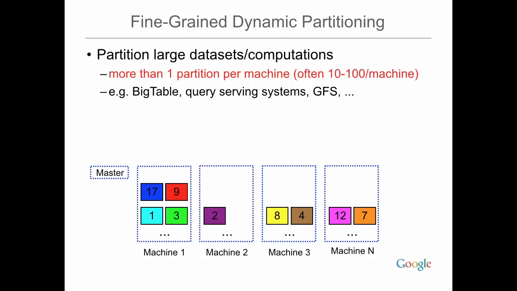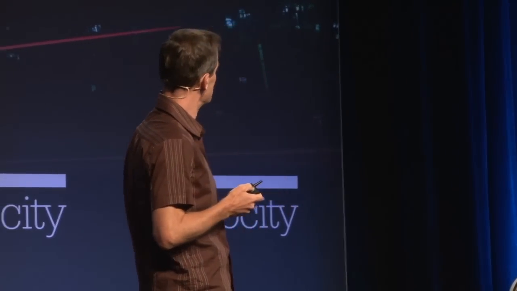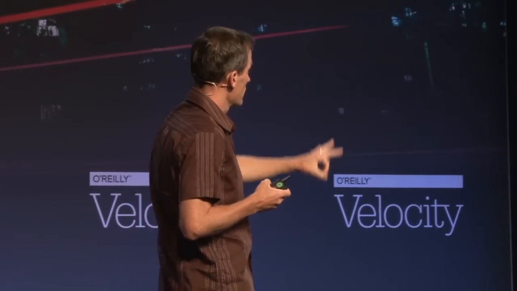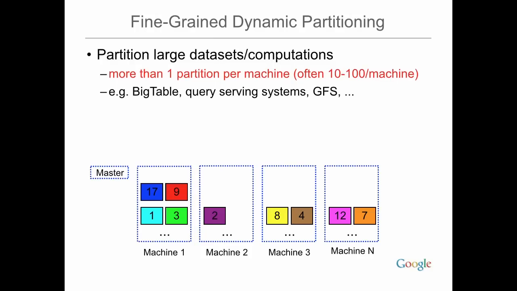But once you have shared environments, the load on the machines is inherently unpredictable. It's not really under the control of your application alone. Whatever else the system decides to run on those machines can suddenly cause a machine that was underloaded to become overloaded. So one of the techniques we often use in a lot of our systems is that we want to partition these large data sets or computations into a bunch of pieces, more than one piece per machine, usually 10 to 100 per machine, actually.